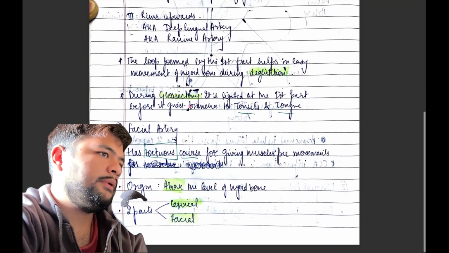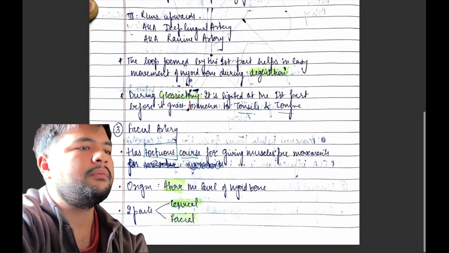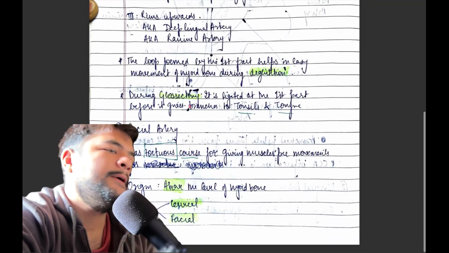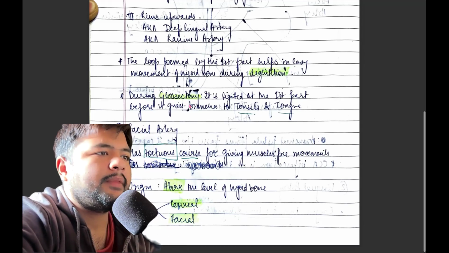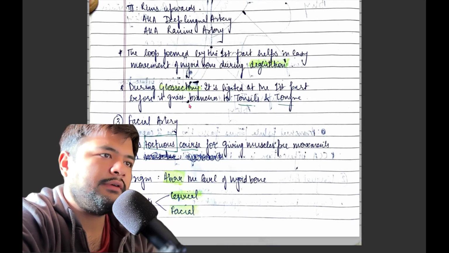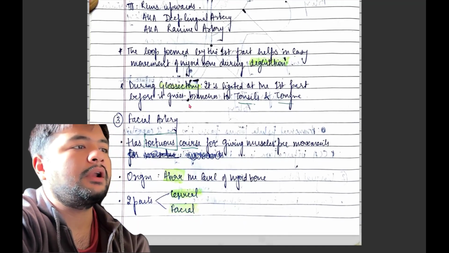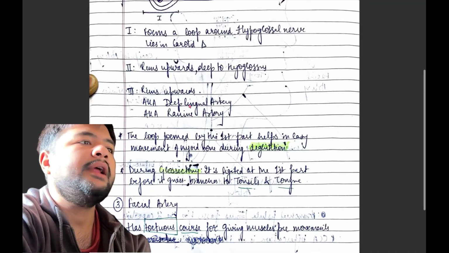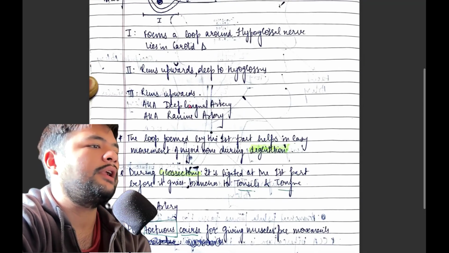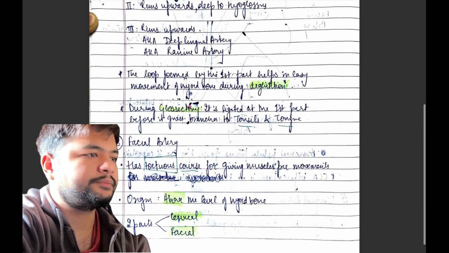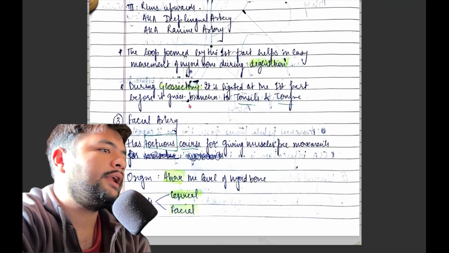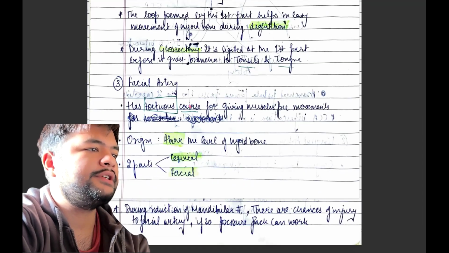Then coming to the facial artery. It is one of the most important branches of the external carotid artery. It has a tortuous course for giving muscles free movement. It originates above the level of the hyoid bone, unlike the lingual artery and the superior thyroid artery. So the facial artery has two parts, the cervical and facial.